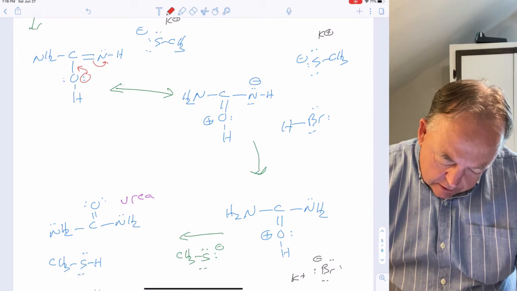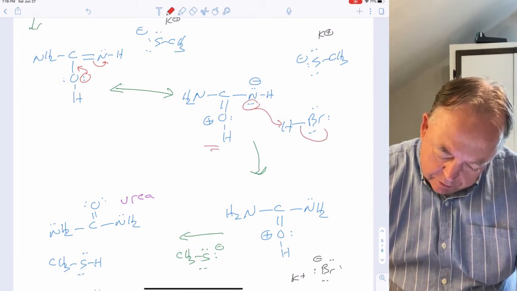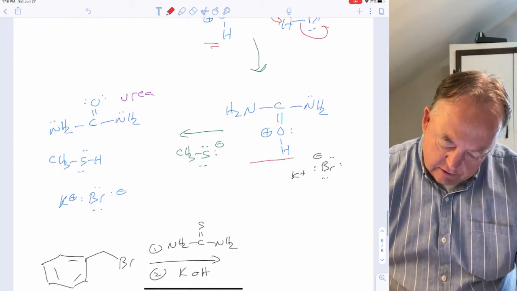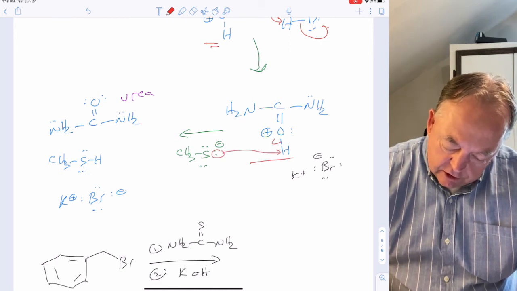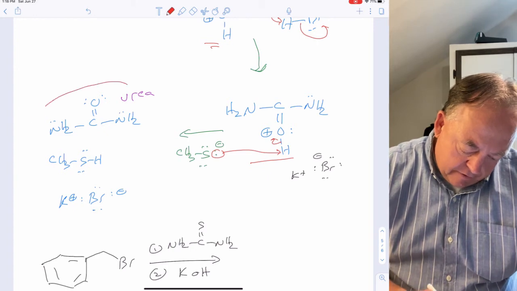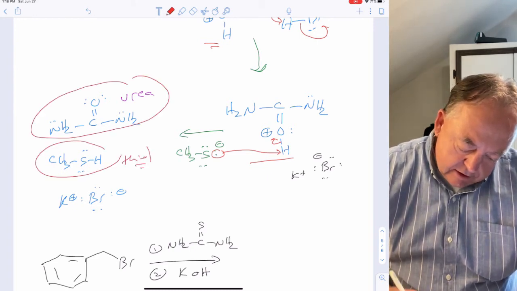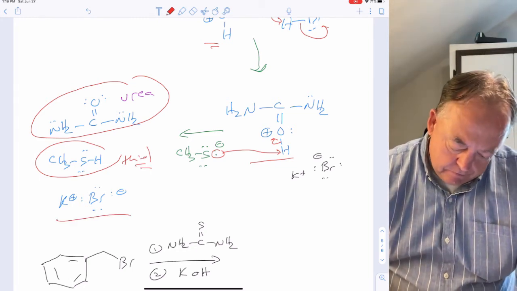Okay, and then now we have that, which can take a hydrogen off of the HBr that you produced in the previous step. So now you have this, and then the SCH3 minus that you lost in the previous step can take the hydrogen from the oxygen. And now you have a urea side product. Now you have your thiol side product and a potassium bromide side product in this case.